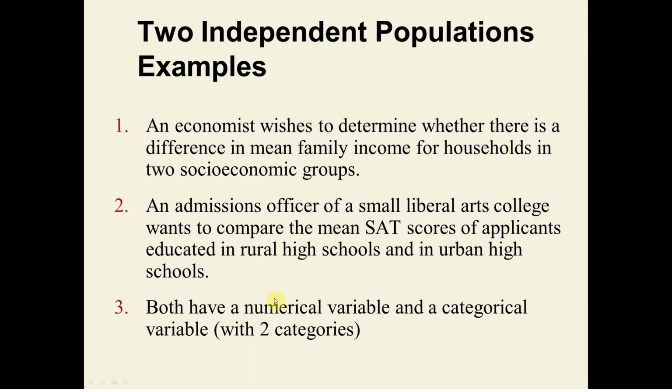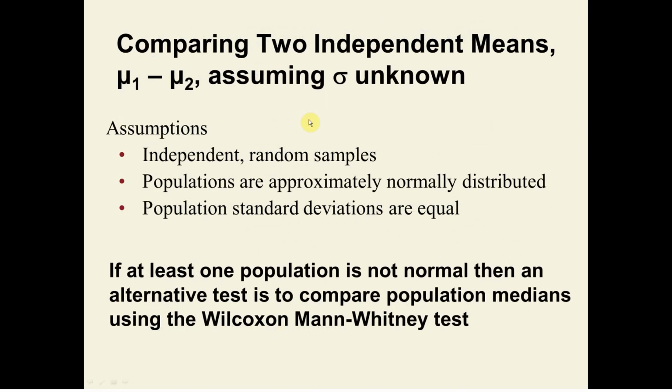Okay, so in this case, we'd say it's a numerical variable that's split up by a categorical variable, each with two categories. So how would we look at this? Well, one way is by subtracting the means, and we want to know what is the population mean for group 1 minus the population mean for group 2. If the population mean for 1 is the same as 2, then this difference will be 0. If it's not equal to 0, that means they're different. So what we want to do is test the hypothesis that the difference is either 0 or not 0.